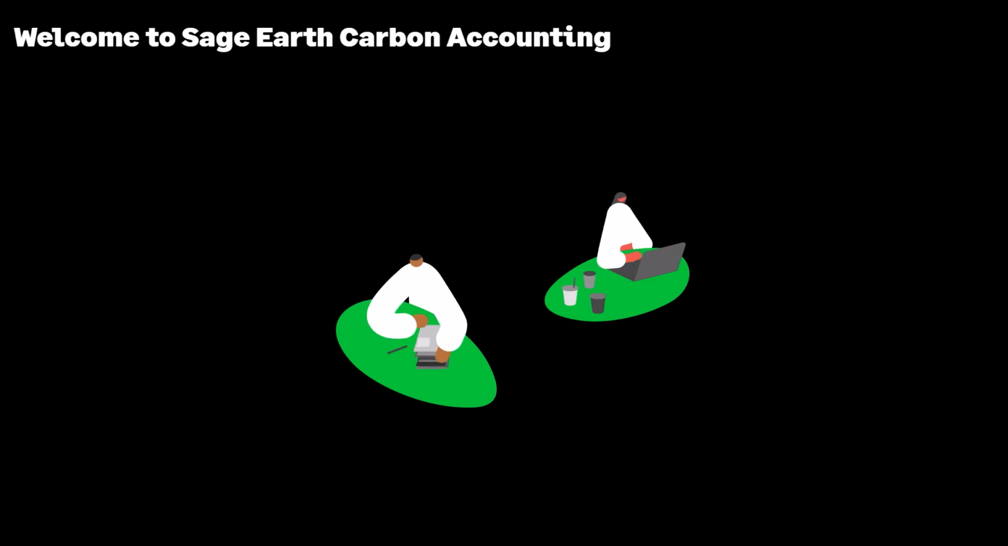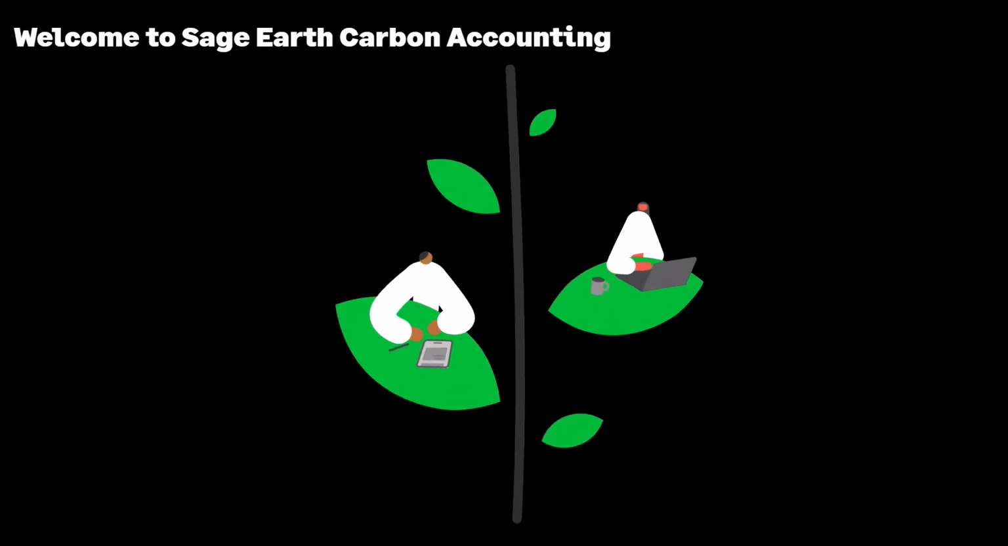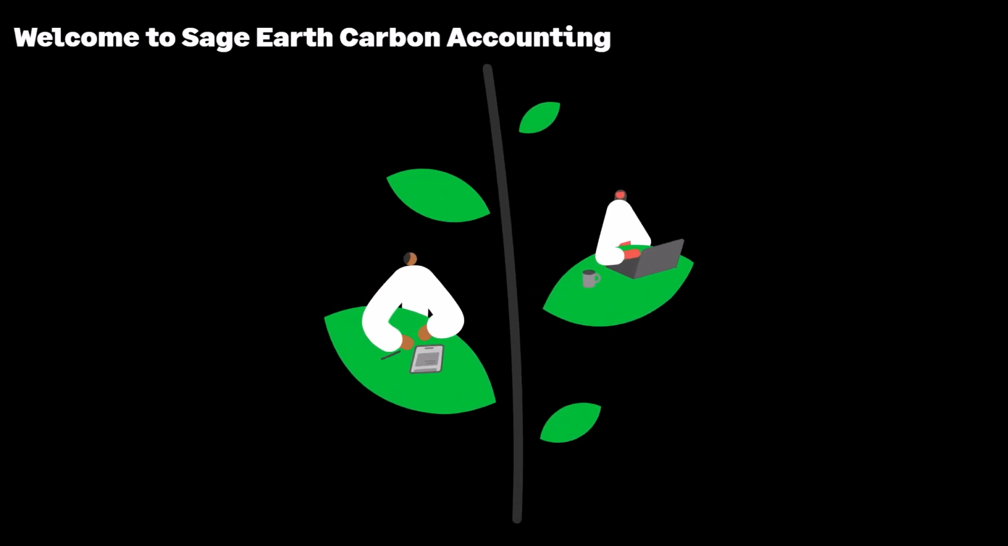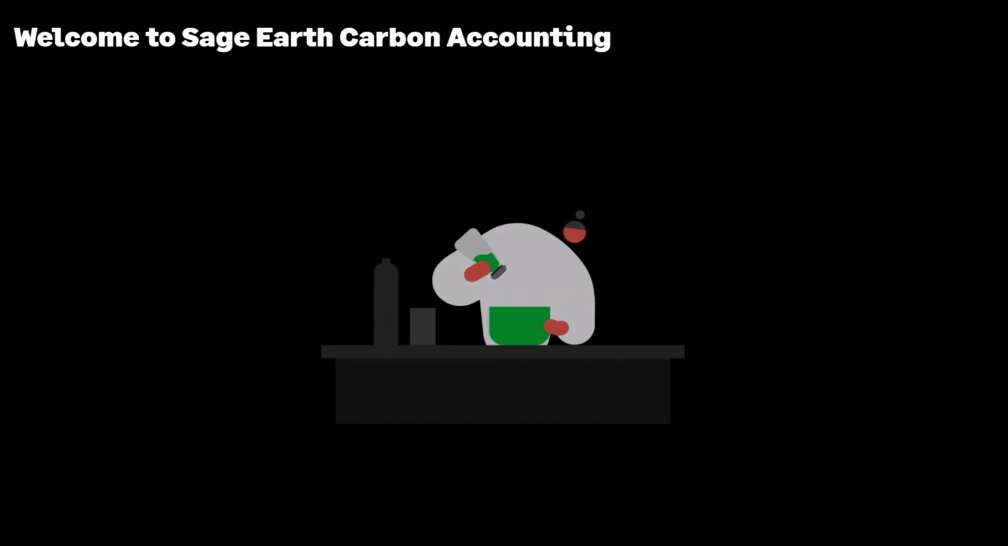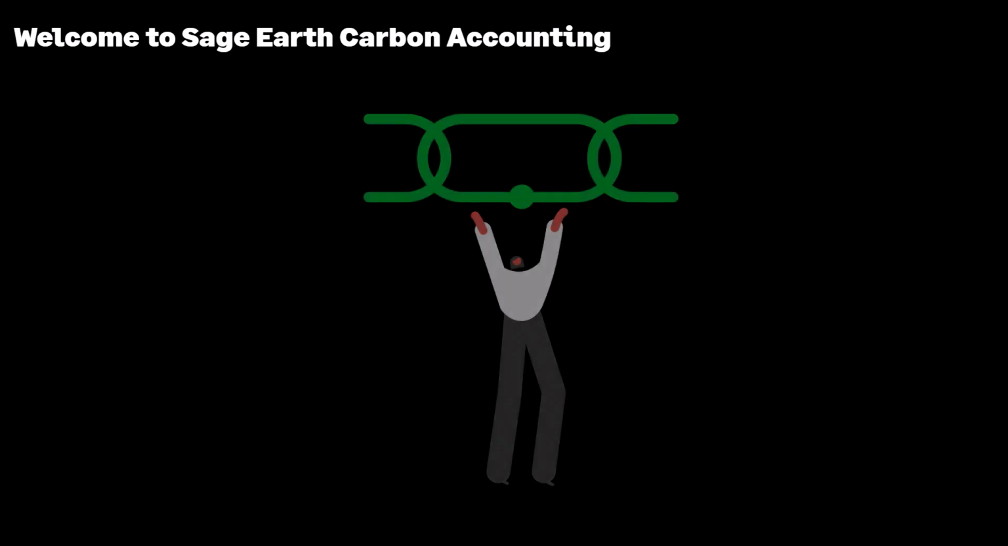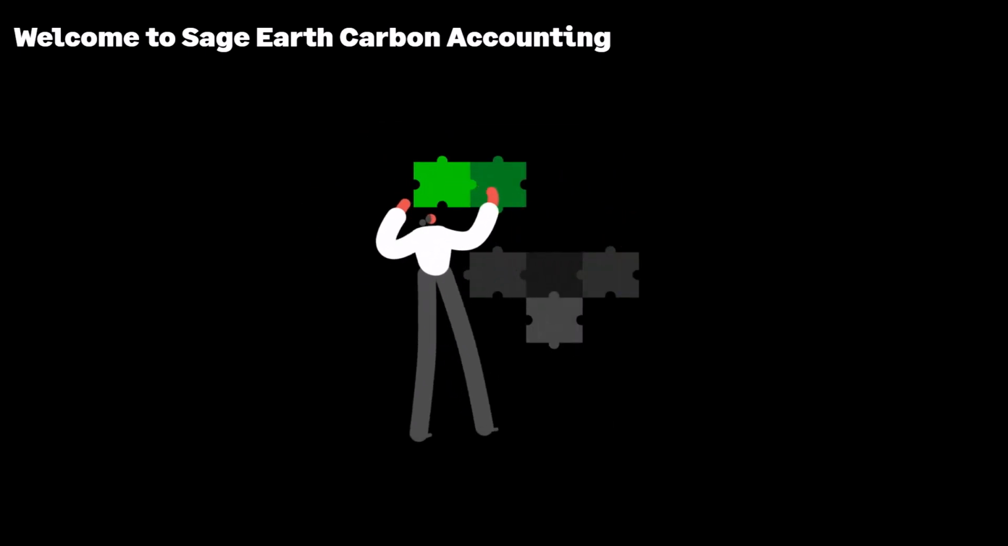Welcome to Sage Earth Carbon Accounting, a simple, science-based way for small businesses to measure and manage their carbon footprint. In the next few minutes, we'll show you how to set up your business, connect your accounting platform, and add the activity data that powers your footprint.